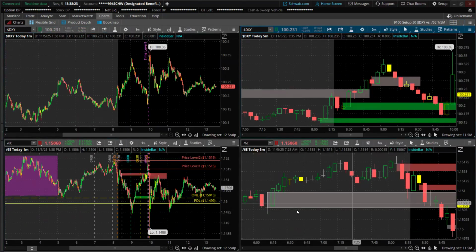Let me show you again here. Inverse on the bottom right, the euro. So again, I'm looking at this inside candle. Then I'm going to see an entry. And I'm going to do the bearish on the euro. So on the bottom right, let's bring it up some more.